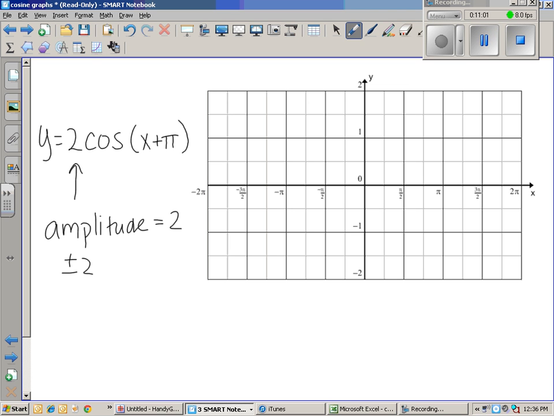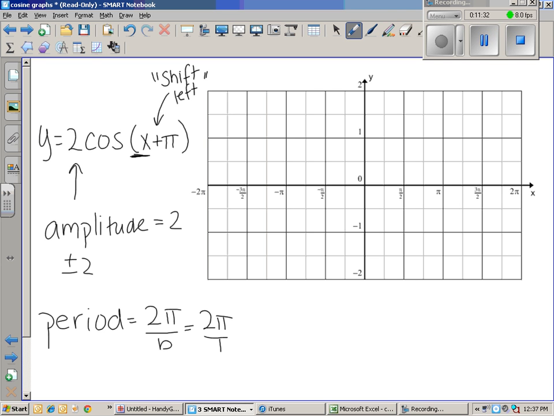This right here is going to tell us in words that we want to shift left. That's what that means. Shift left because of the plus sign. So I want to know how much I'm going to shift left. The first thing I should notice inside the parentheses is that there's a 1 connected to x. So I can find the period by taking 2 pi over b, and in this case that's 2 pi over 1, and then my period is 2 pi.